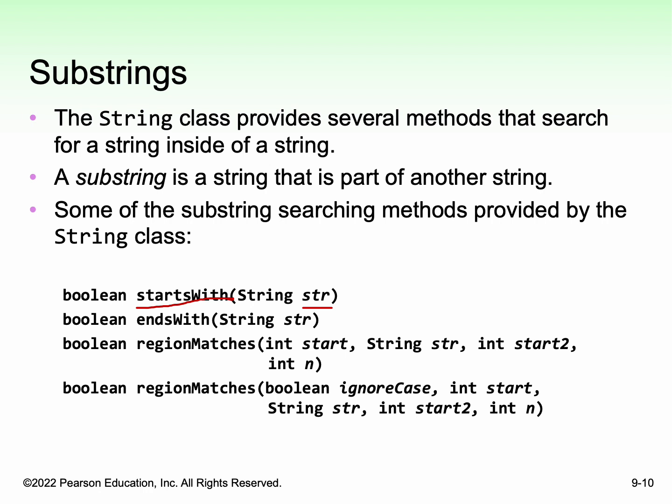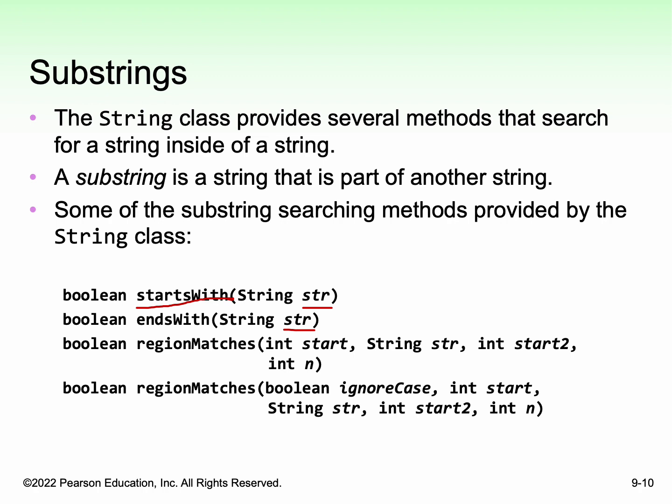endsWith is the same idea. It's going to search for a string that ends with whatever you provide as an argument into str. Then regionMatches. That's an interesting one. The regionMatches method is going to test if two regions of your string are matching or equal. There are two different ways for it, one that's going to ignore case sensitivity, and one that will not ignore case sensitivity.